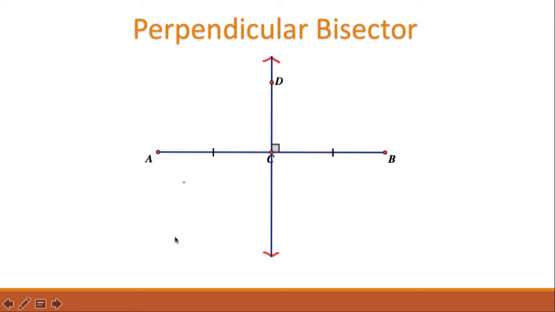Now I'm going to define perpendicular bisector. A perpendicular bisector is a segment, ray, or line that intersects a segment at the midpoint, so it cuts the segment into two congruent parts, and at a right angle. In this picture, line DC is a perpendicular bisector.